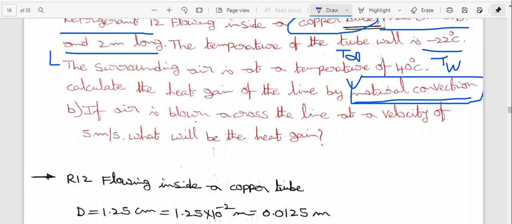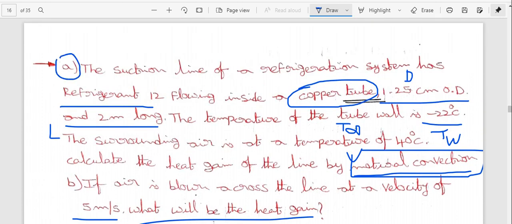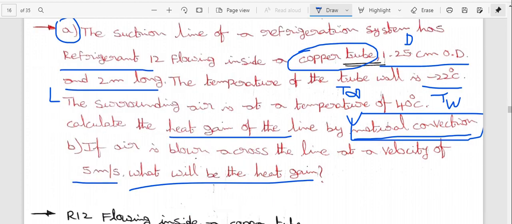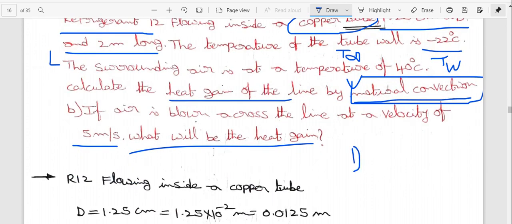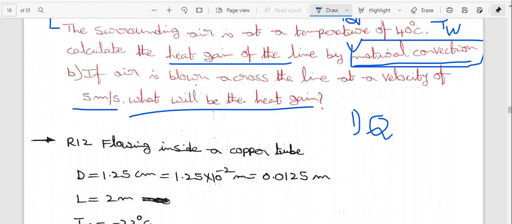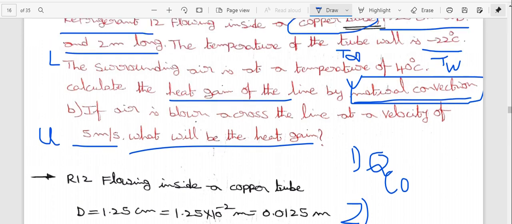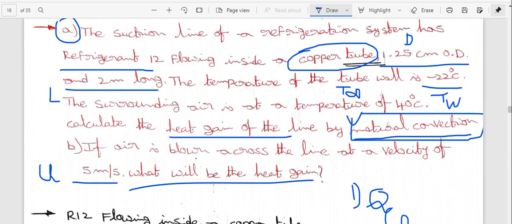Part B: if air is blown across the line at a velocity of 5 meters per second, what will be the heat gain? So in the first question, part A, we need to calculate heat gain by natural convection. And in the second question, part B, air blows across the line with a velocity. Since velocity U is mentioned, that means forced convection. So the first question is free convection and the second question is forced convection. Now we need to calculate these Q values.